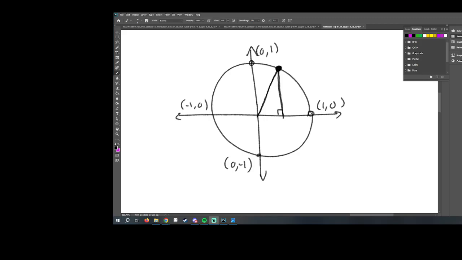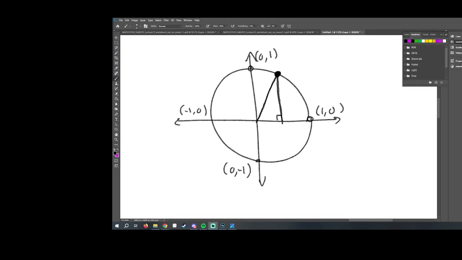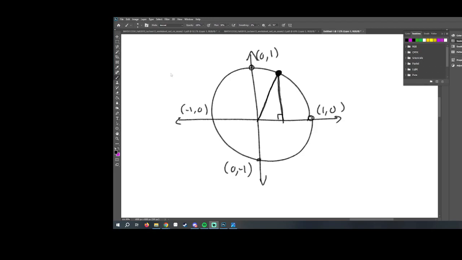Now, this right triangle is sort of a magic trick in the math world because it shows you how triangles and angles and circles are all related. This right triangle has this angle here being theta, right? The corresponding angle that made this point P here, if we want to call this P. But what are the lengths of these two sides?